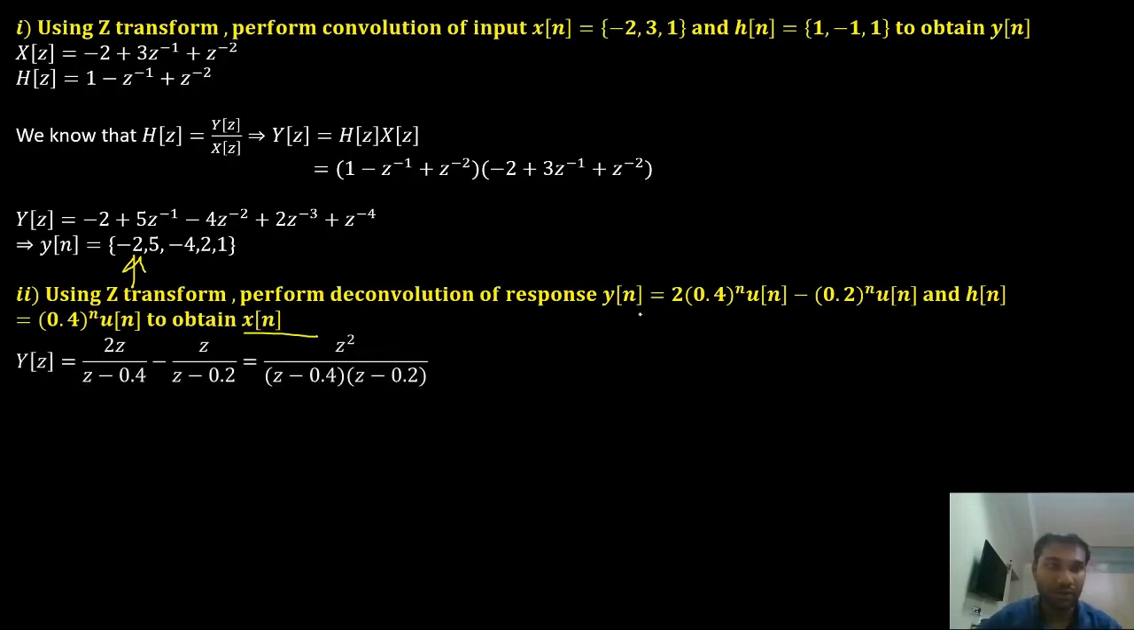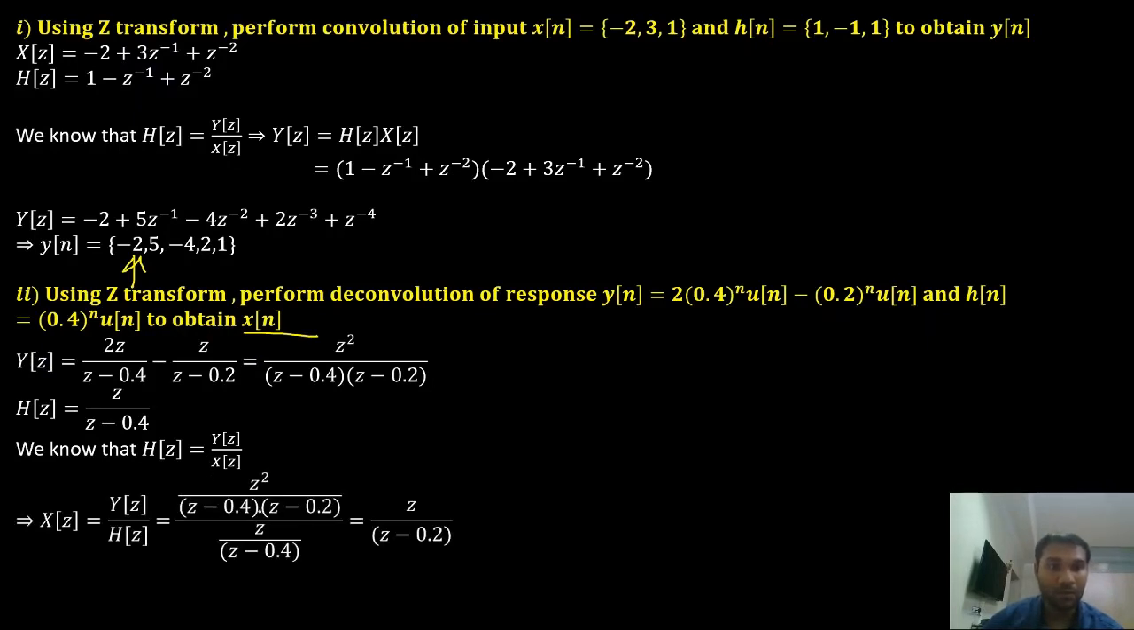Now I have the output y of n. So from that I'm going to find y of z. Right? This is how I'll find y of z. And similarly I'll find h of z. This is using the standard Z transform pair a to the power n into u of n equals z by z minus a. Now to get x of z, what should I do? I should divide y of z by h of z. So z minus 0.4 and z minus 0.4 will get cancelled, and z and z squared will get cancelled. So I have z divided by z minus 0.2.